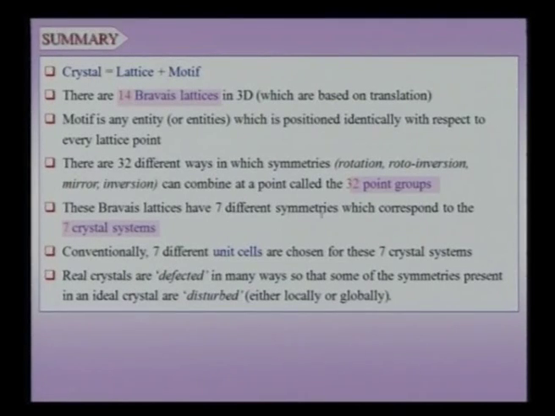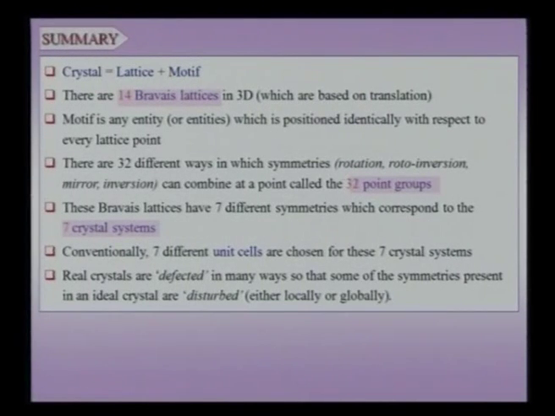These Bravais lattices have 7 different symmetries which correspond to the 7 crystal systems. Conventionally, there are 7 unit cells which are chosen for these 7 crystal systems. Real crystals, this is an important point and we will have a lot to say about this. Real crystals are defected in many ways so that some of the symmetries present in the ideal crystal are disturbed, and this disturbance could be local or global. In other words, real crystals could be very different from the ideal mathematical crystals we have just constructed, and we will of course try to understand how they are different from the ideal crystals we have constructed.